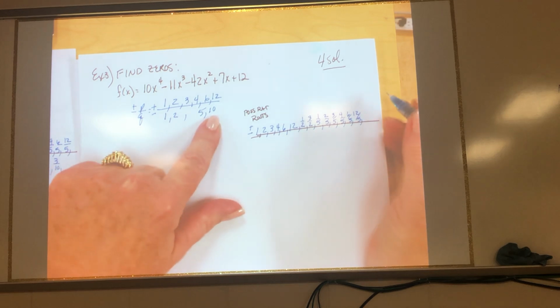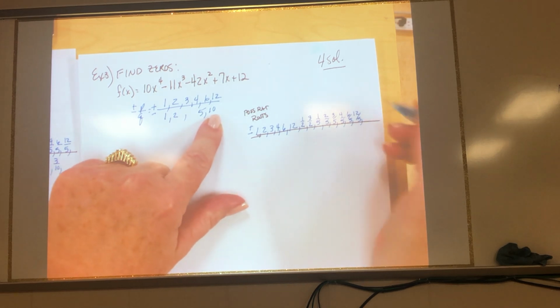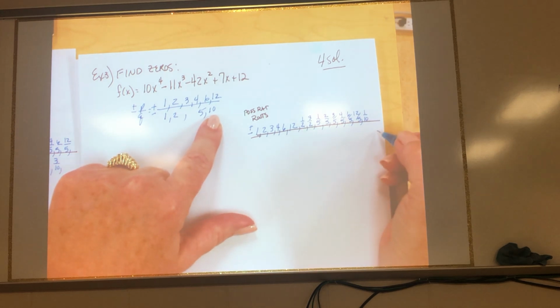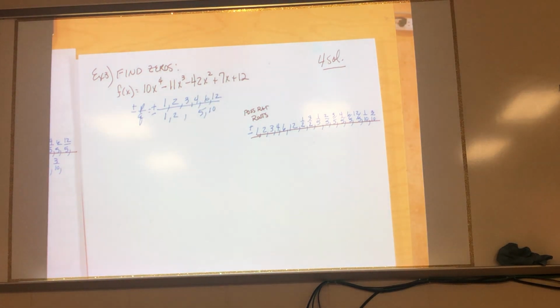Wow. Tenths. What about 1/10? What about 2/10? Don't write that, that's 1/5. What about 3/10? What about 4/10? 6/10? 12/10? All right, that's a lot to pick from, isn't it?